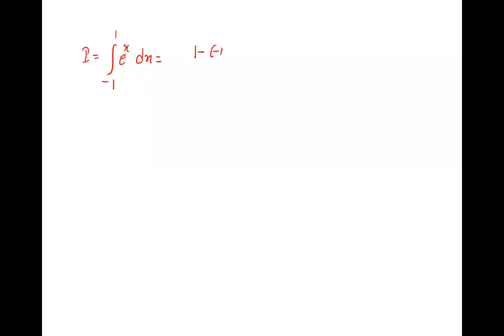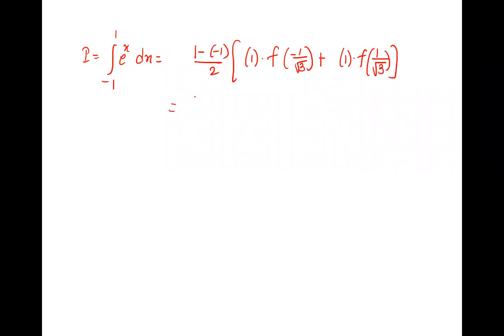Therefore, I is integration minus 1 to 1, whatever is there, is b minus a by 2, 1 minus minus 1 by 2 into w1 is 1 into f of x1 is minus 1 by root 3, so f of minus 1 by root 3 plus w2 is also 1 into f of x2 is 1 by root 3. So 1 plus 1, 2 by 2, that is 1 into f of minus 1 by root 3.